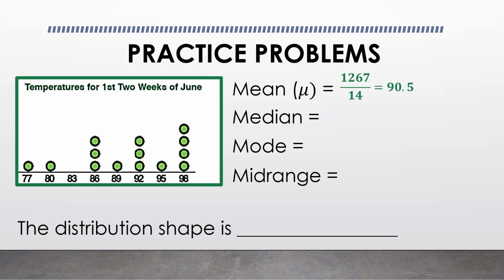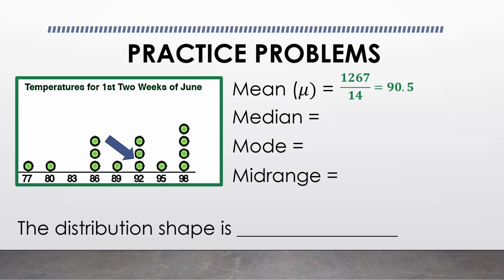Practice problems. Here we have a data set in a dot plot, and we need to find the mean. So we need to remember what a data plot as a dot plot represents. There's one data value that's 77. There's 180. There are 3 86s, 189, 3 92s, a 95, and 4 98s. We need to add up all those values and divide by 16, which is how many data values we have, and the mean is 90.5.